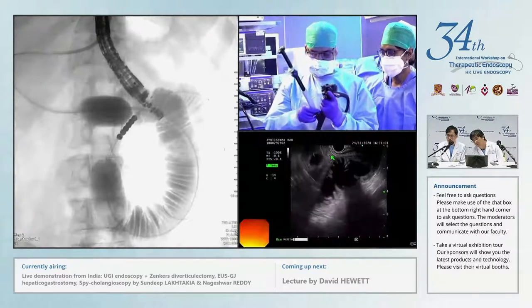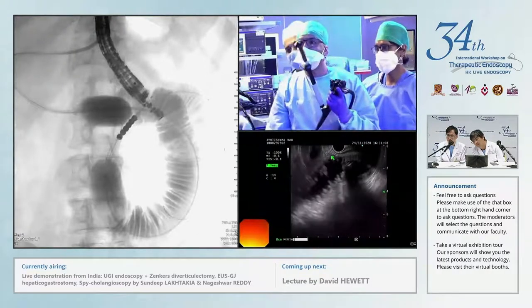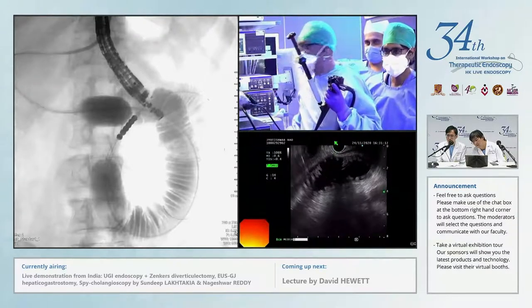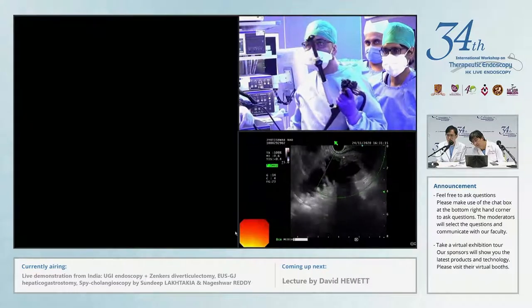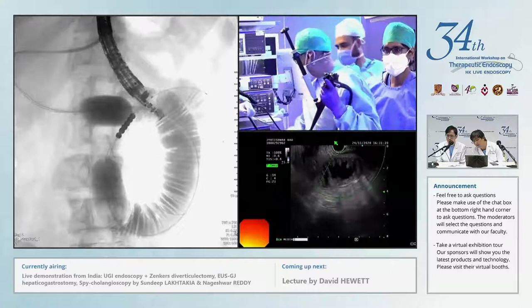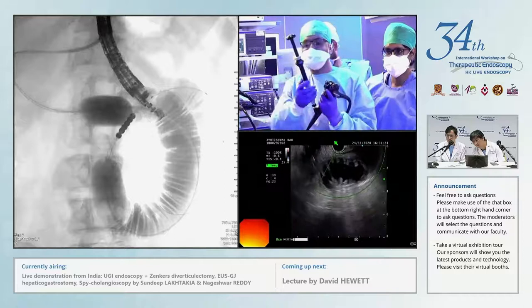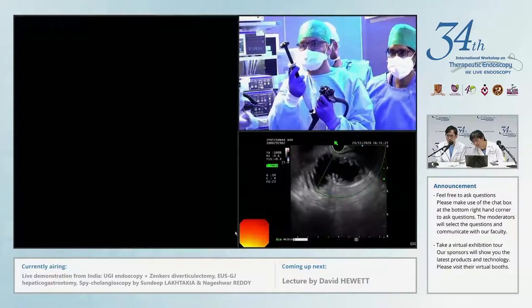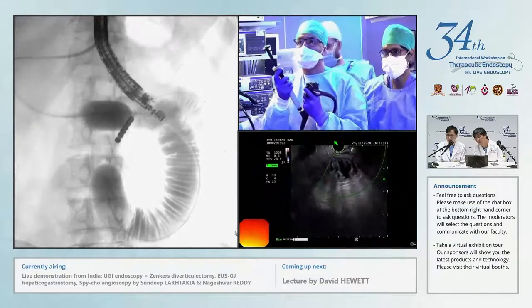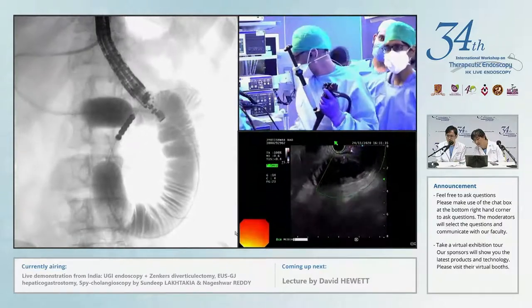There's one small vessel there, but that's okay. It's always better to select a jejunal loop which has sufficient length in a longitudinal fashion so that it will allow the delivery system.